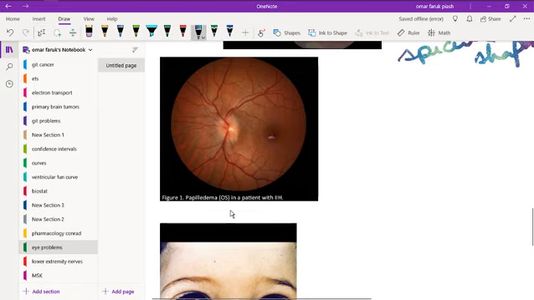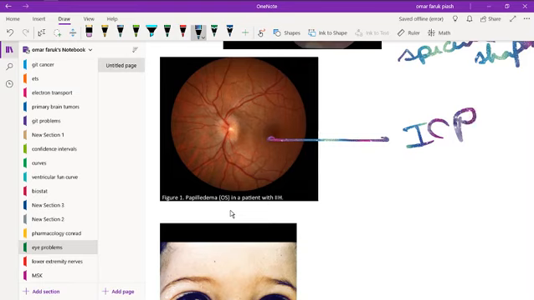This is a picture of papilloedema. It happens due to raised ICP, intracranial pressure. It happens when there is head trauma or other mass effect, and with blurred margins.